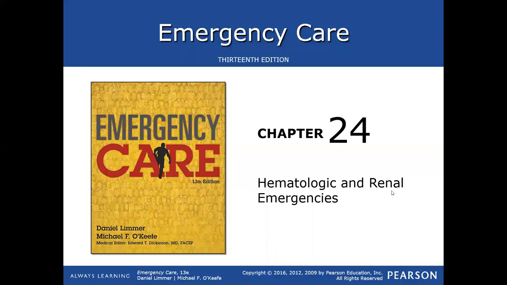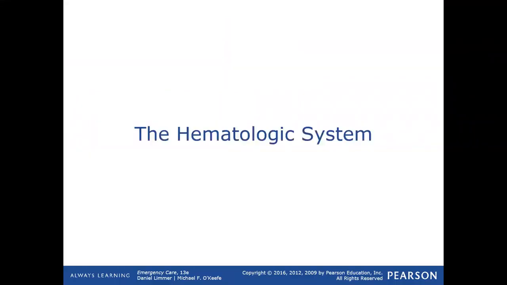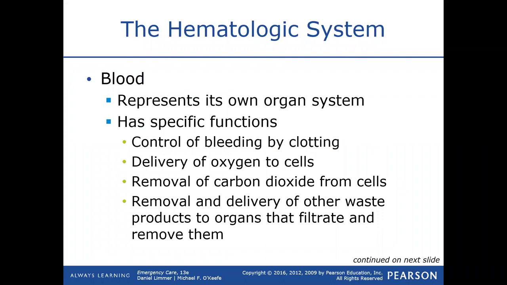All right, let's talk about chapter 24, hematologic and renal emergencies. This is a relatively short section, and we'll talk about the hematologic system and the renal system. The hematologic system is made up of blood. It represents its own organ system, has specific functions, and you may need to know for test questions some of the functions of the blood, okay?